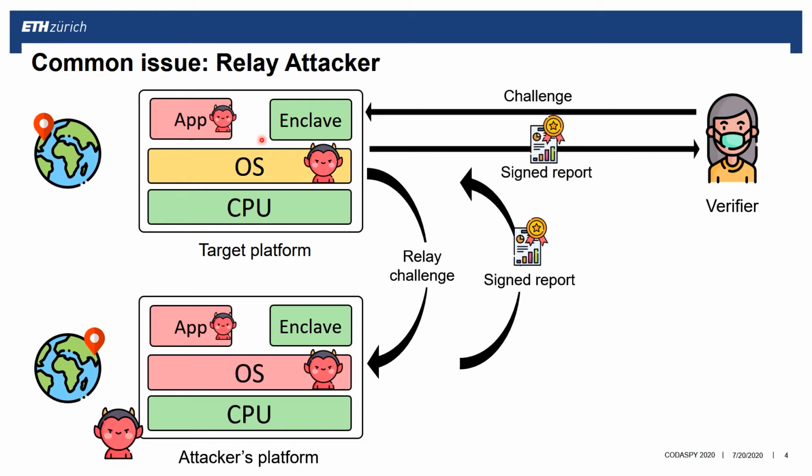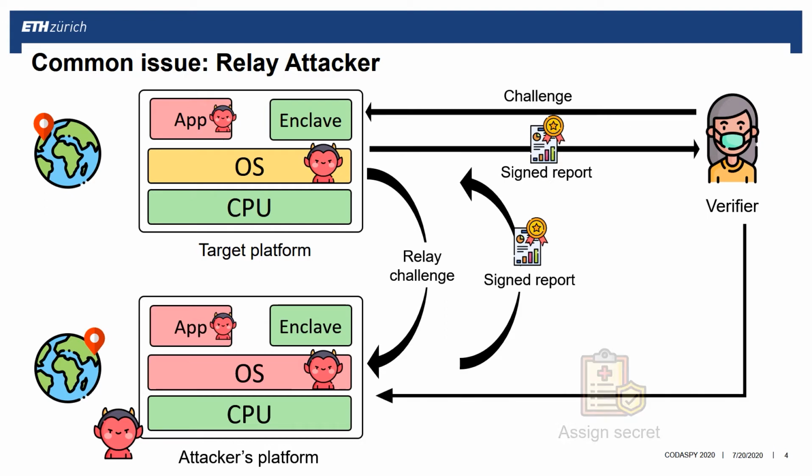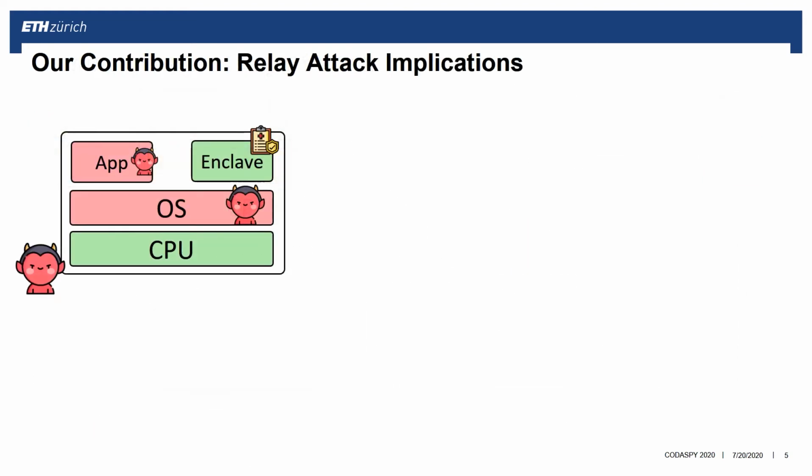Now the verifier thinks that she is actually attesting the target platform and getting the public key of the target platform, but in turn she is actually attesting the attacker's platform and getting the public key from the attacker's platform. So at the end, when she assigns the secret, it gets assigned to the attacker platform, not to the target platform.